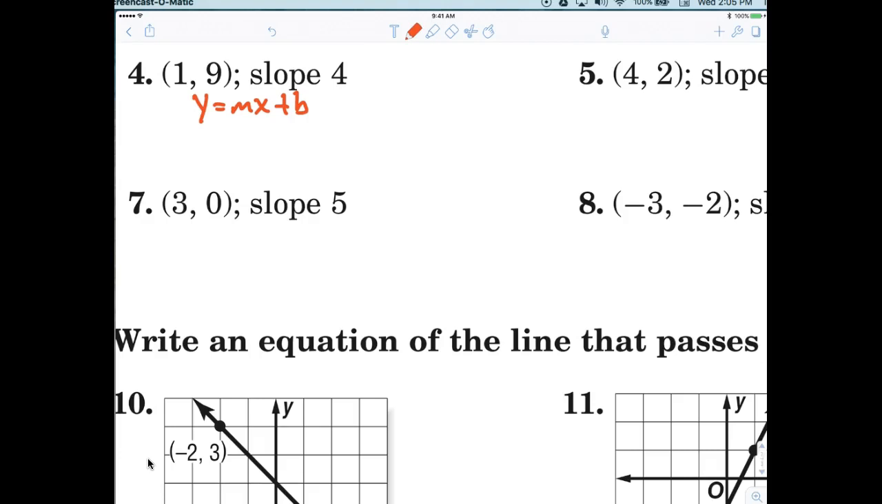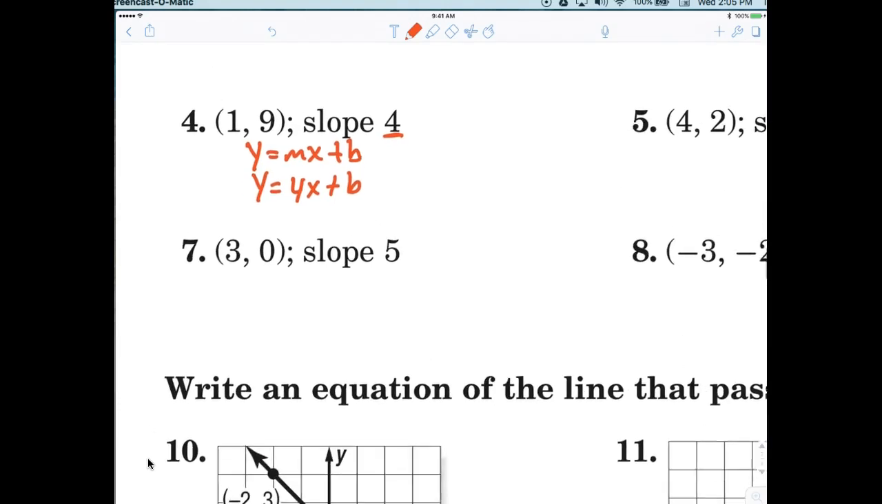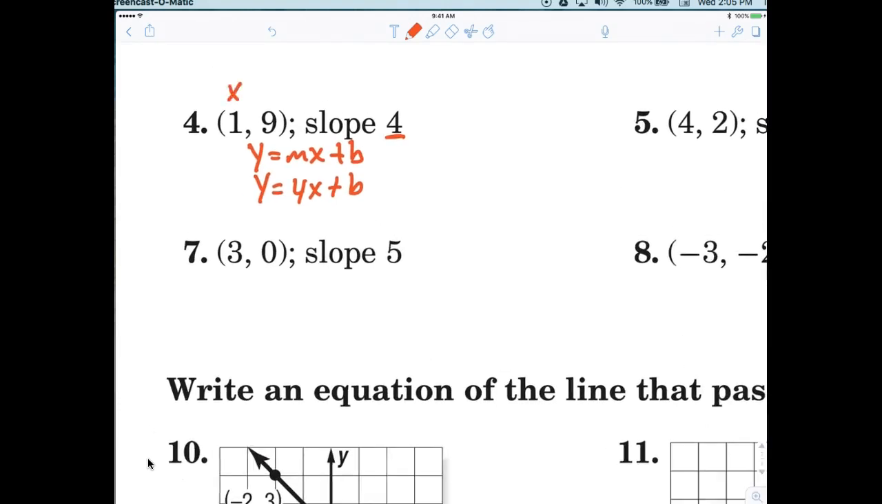Here we go. So we got y equals mx plus b. I've got the slope is 4. So I now have y equals 4x plus b. Everybody good with that? Except for the fact we need to find b. So watch how easy this is. This point right here is x and y. What do you think I do with x and y? That's right, I plug them in to solve for b.